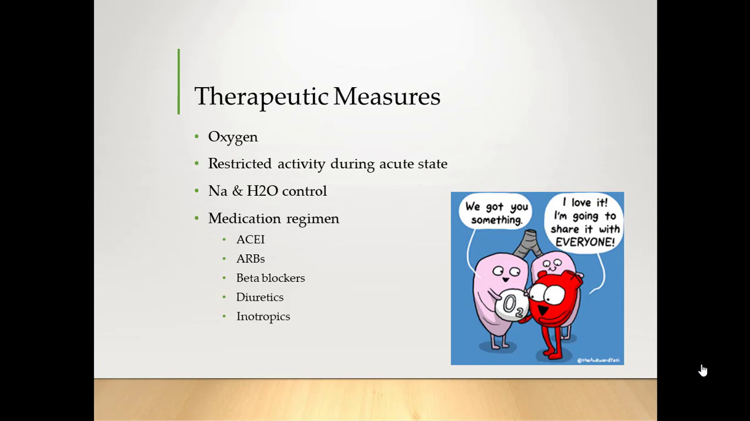And then they're going to be on things like ACE inhibitors, ARBs, beta blockers, diuretics, and inotropics. So the ACE inhibitor is going to help with vasodilation. The ARBs are going to inhibit the RAA system. The beta blockers are going to help with the sympathetic nervous system. Diuretics are going to get rid of that fluid, and the inotropics are going to also help with getting rid of some of that fluid. An example is spironolactone.